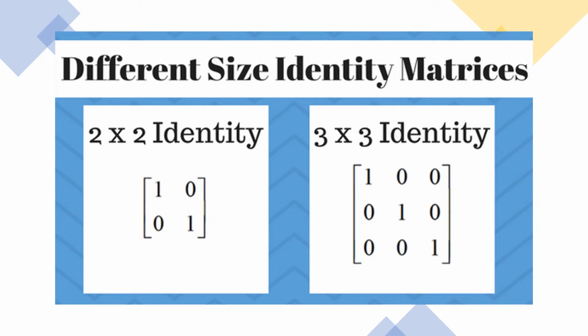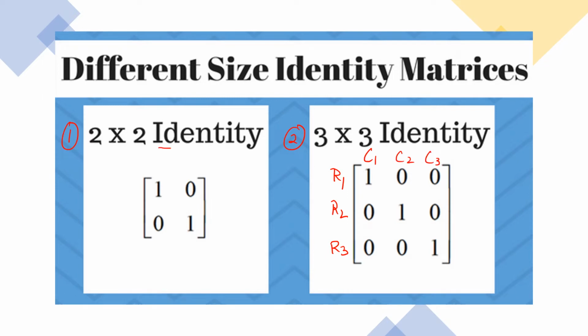There are different types of identity matrix which are possible. The first type is the 2 cross 2, which has 2 rows, 2 columns, as you can see here. And the second one is 3 cross 3, which has 3 rows, 1, 2, 3, and 3 columns, 1, 2, 3. Remember, rows are horizontal, R1, R2, R3. Columns are vertical, C1, C2, C3.